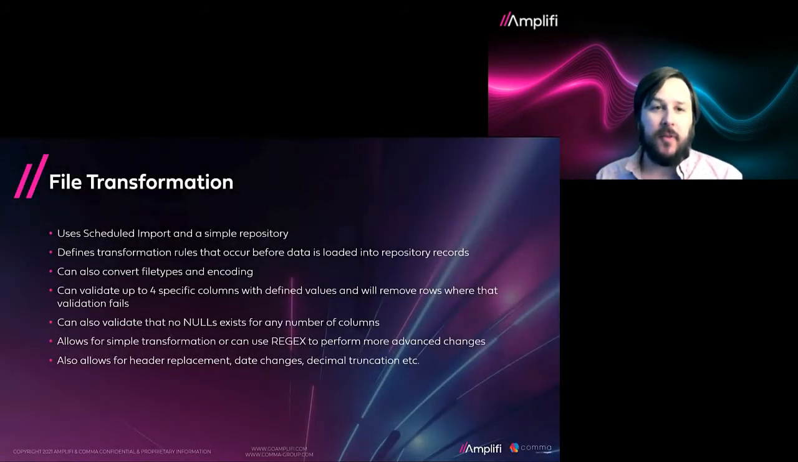So the first example is file transformation. This uses a scheduled import in a simple repository. It defines transformation rules that occur before the data is loaded into repository records. It can handle things like conversion of file types and coding. It can validate up to 4 specific columns with defined values. It can also validate that no nulls exist. It can allow for simple transformation, or you can use regex to perform more advanced changes, and also allows for header replacement, date changes, and decimal truncation.